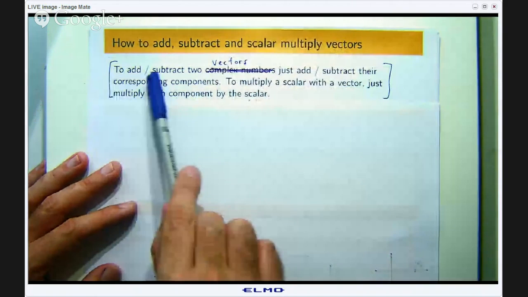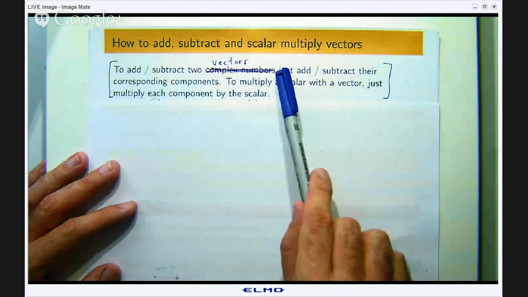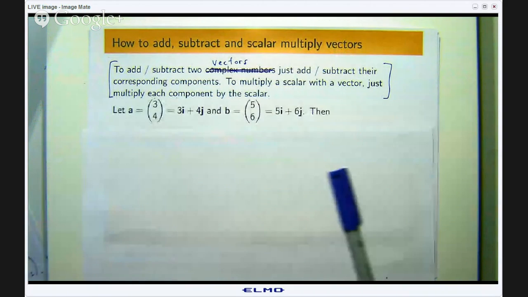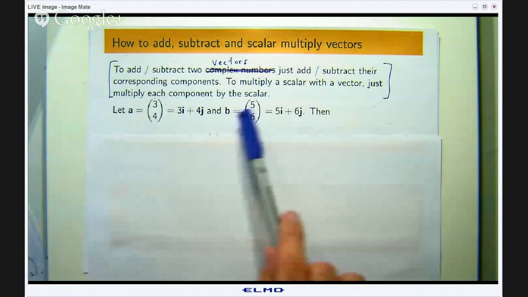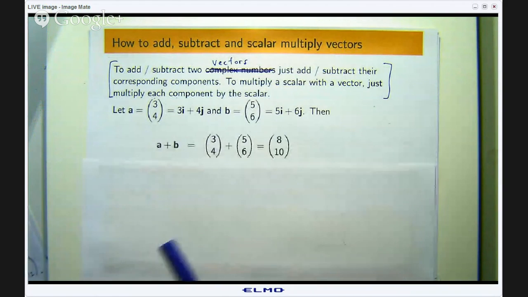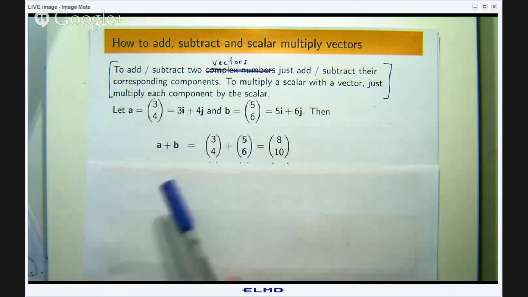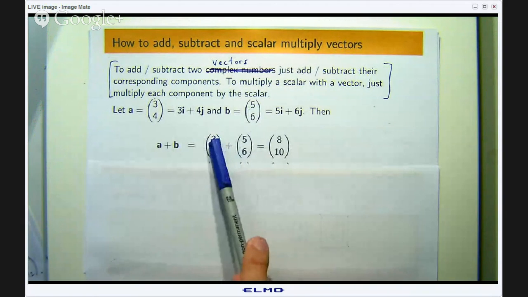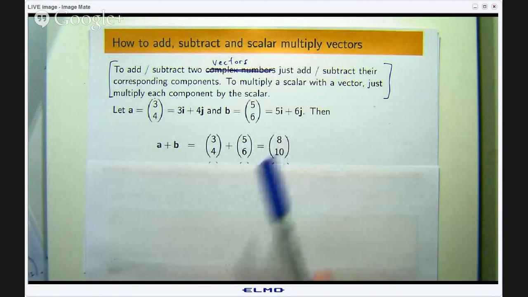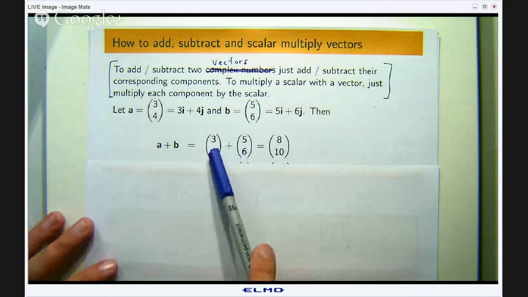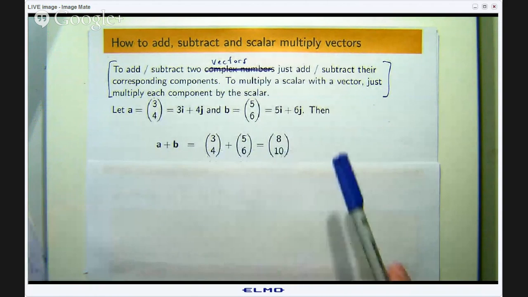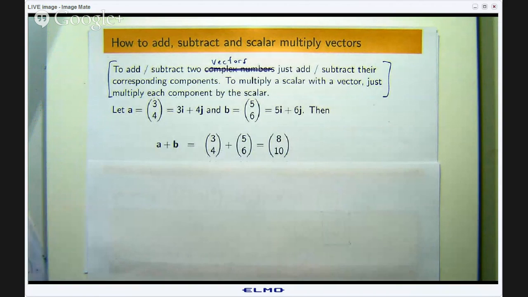To add or subtract two vectors, just add and subtract their corresponding components. Suppose we have two vectors here, A and B. Then if I wanted to add A and B, using the column forms, you would add the first component with the first component. So 3 plus 5 is 8. That would be the first component of the sum. You add the second component with the second component. 4 plus 6 is 10. That would be the second component of your column vector, which represents the sum.